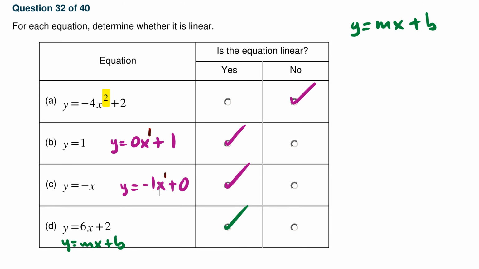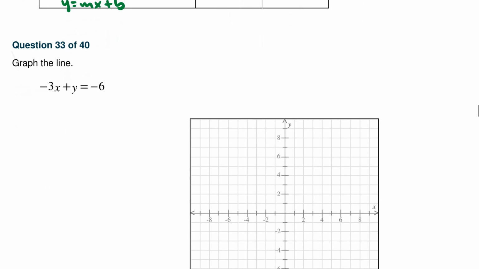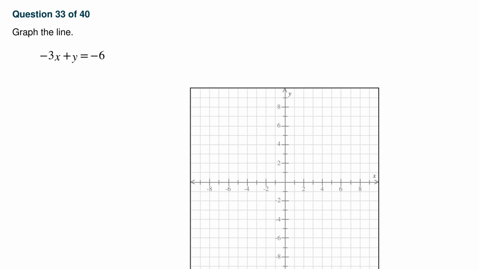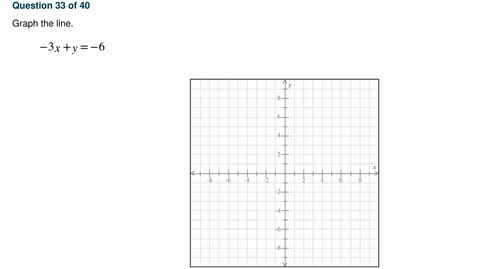Alright, we're going to go down to the next problem. Number 33. Graph the line. So this is kind of an open question. Graph the line. You can use the x and y intercept, or you can use rise over run. Whichever method works for you. I like to do rise over run.